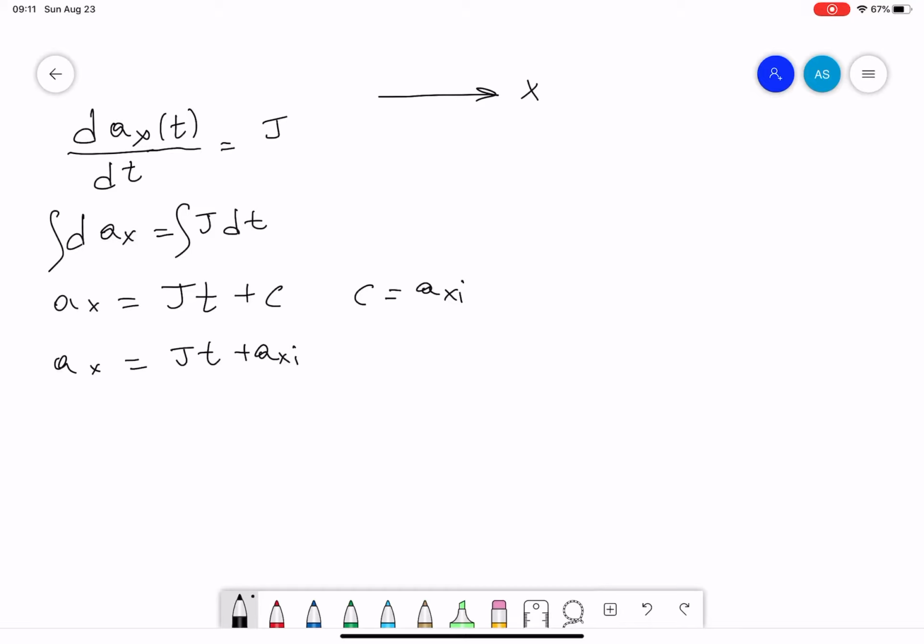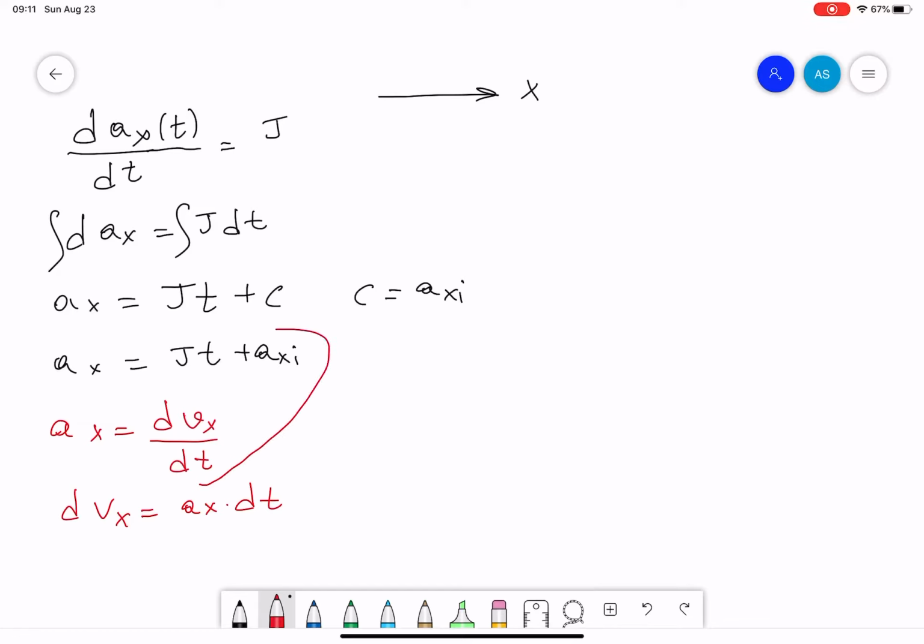Now, what about the velocity? How can we find the velocity? We know that the first derivative of the velocity gives you acceleration, so ax is equal to dvx divided by dt. Rearranging, dvx is equal to ax times dt. We already have our ax, so we can rewrite dvx as jt plus ax initial, dt.